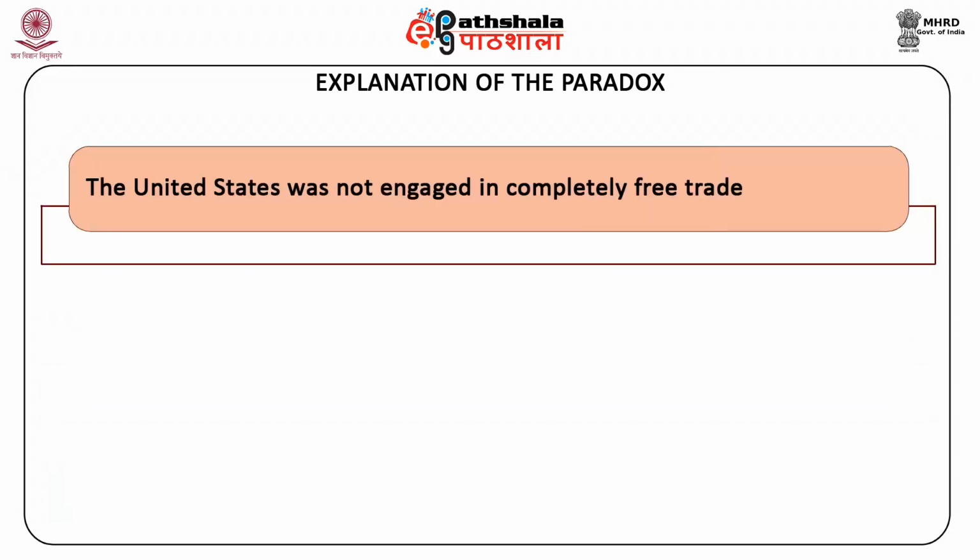The United States was not engaging in completely free trade as the Heckscher-Ohlin theorem assumed. Most heavily protected industries in the US were labor intensive, which reduced imports and increased domestic production of labor-intensive goods.